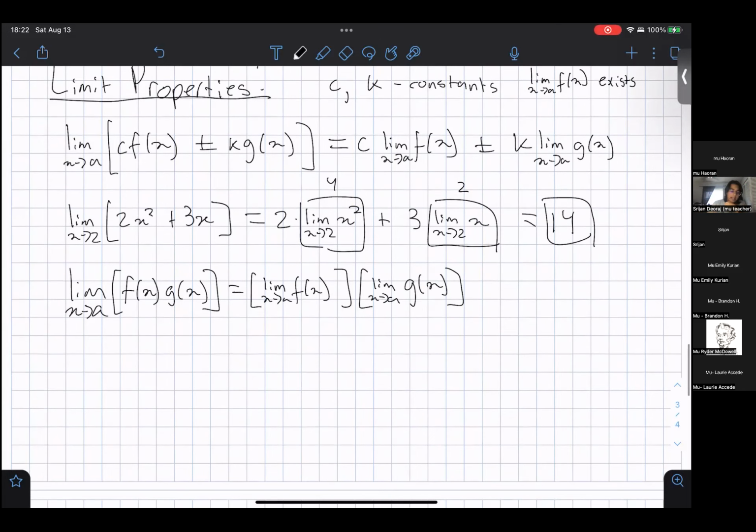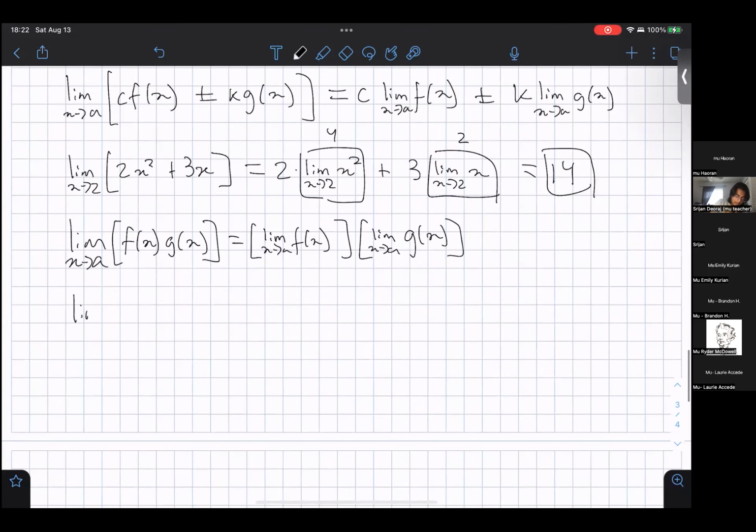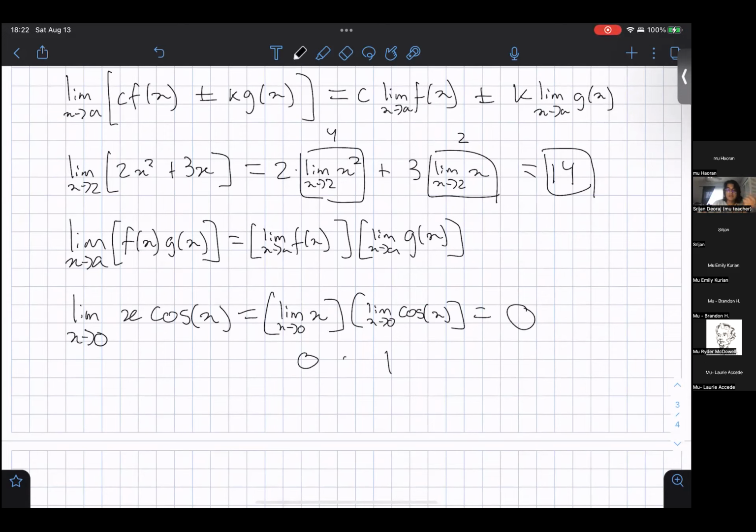One example that I can do is the limit as x approaches 0 of x times cosine of x. This is going to be equal to the limit as x approaches 0 of x times the limit as x approaches 0 of cosine of x. And so this is going to be 0 times 1, which is just 0.